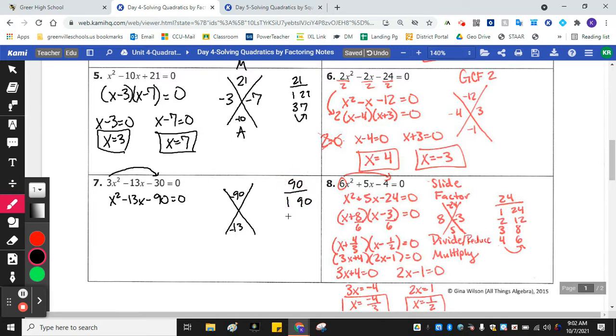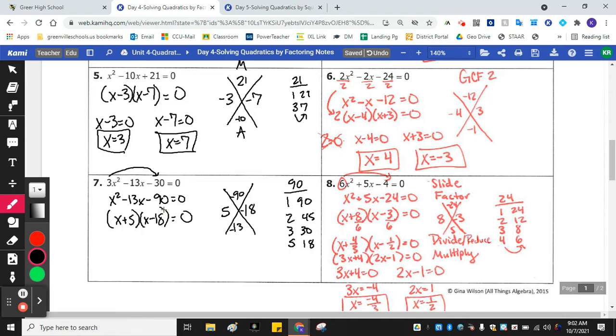90 is a lot of factors. So 1 and 90, 2 and 45, 3 and 30, 4, no, 5 and 18. There it is, 5 and 18. Negative 18 because you want to add to a negative number. So x plus 5, x minus 18 equals 0.